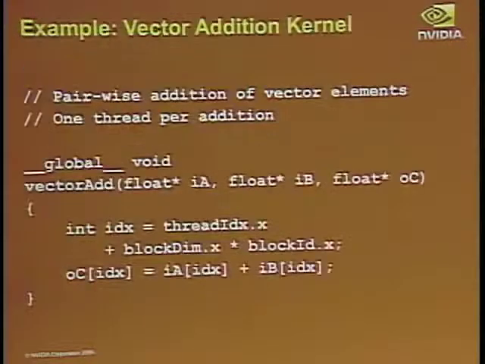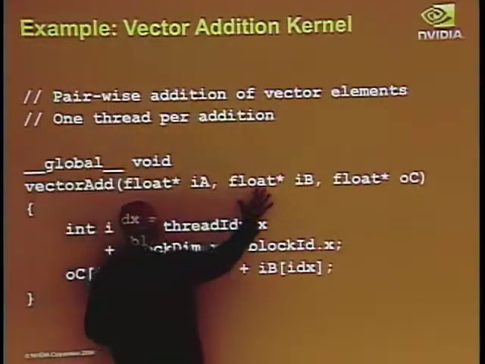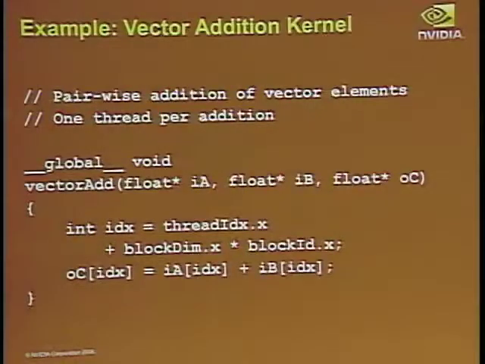Okay, so if we want to do something like vector addition, we have this big vector, and you want to add it to another big vector. This is what it looks like. This says I'm a kernel. I'm going to take in an input vector of floats, another input vector of floats, and I want to add those pairwise to give me an output vector of floats. So this is what the program looked like.